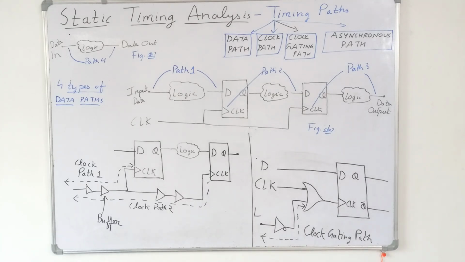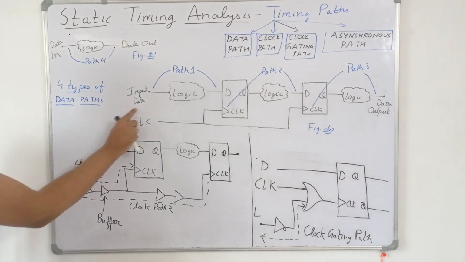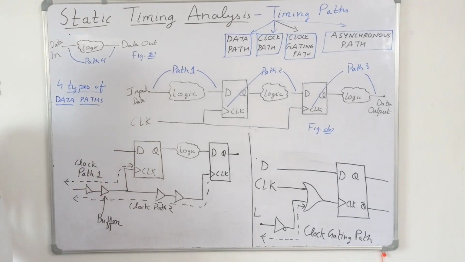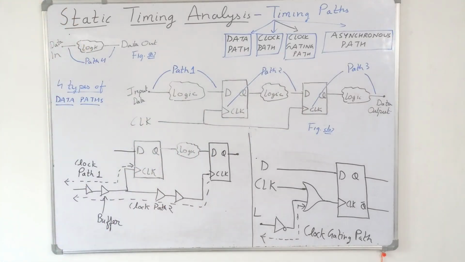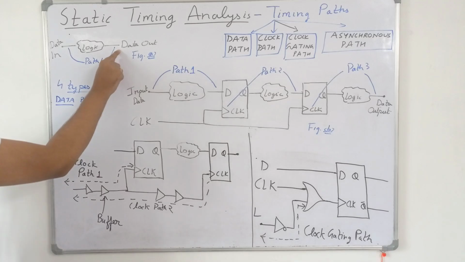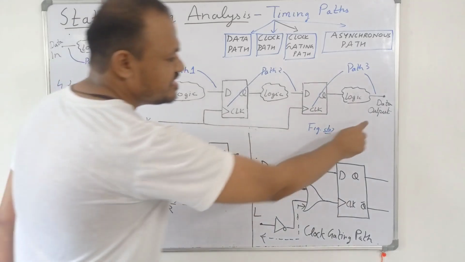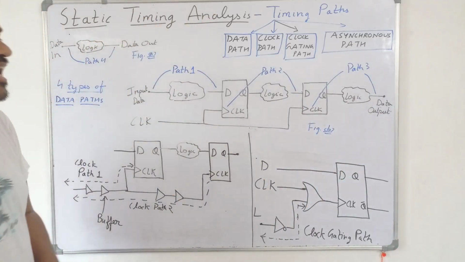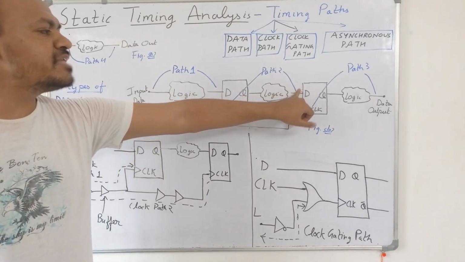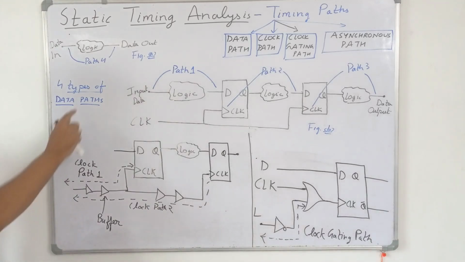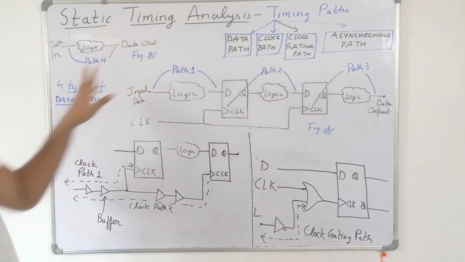So the start point can be either an input port of the design, like here, or the clock pin of the flip-flop, like for path 2 and path 3. The end point can be either the input data pin of the flip-flop or an output port of the design. So here the end point is the output port of the design. Similarly here the end point is the output port of the design, and here the end point is the data pin of the flip-flop. Here also the end point is the data pin of the flip-flop. So again, the data paths can be of 4 types.